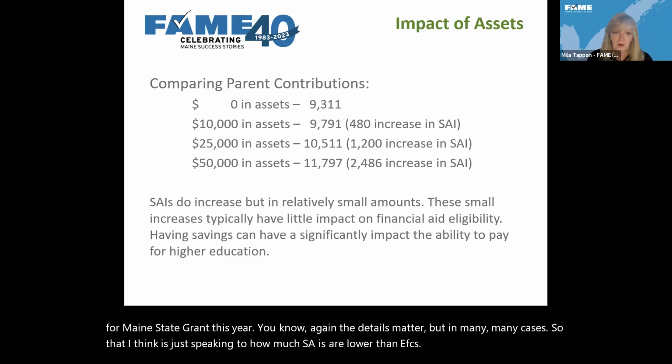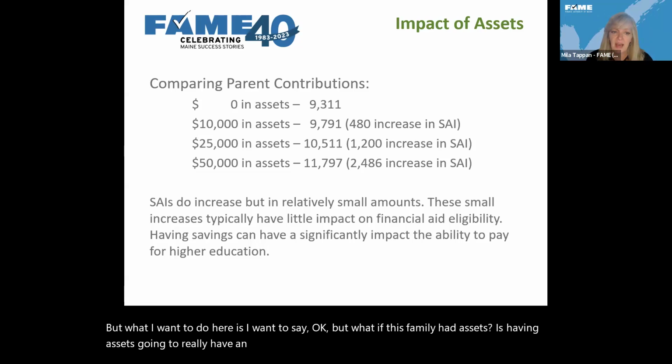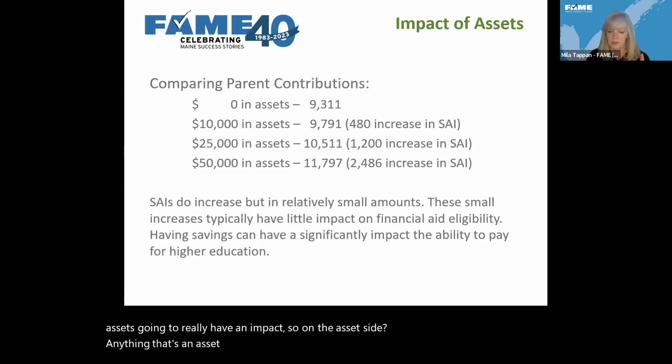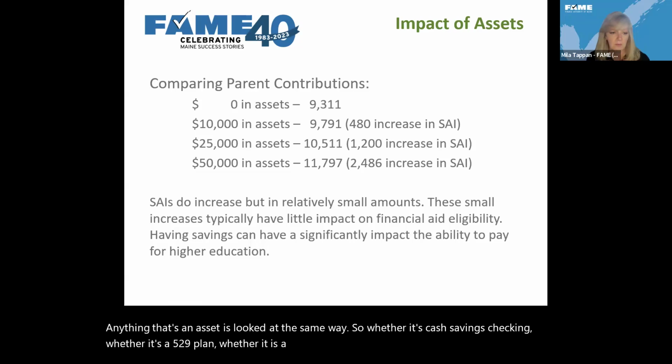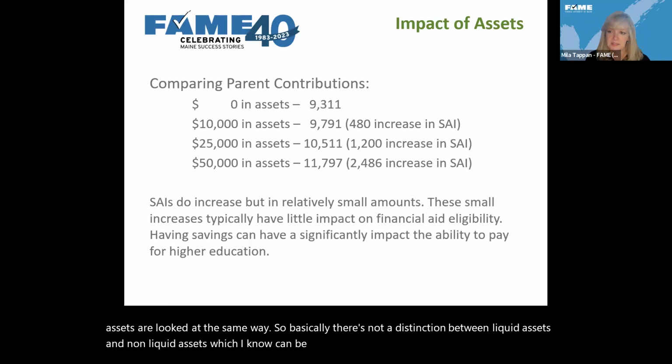But what I want to do here is say, okay, but what if this family had assets? Is having assets going to really have an impact? On the asset side, anything that's an asset is looked at the same way. Whether it's cash, savings, checking, a 529 plan, a business investment, or a second property, all assets are looked at the same way. So there's not a distinction between liquid assets and non-liquid assets, which I know can be frustrating to people.